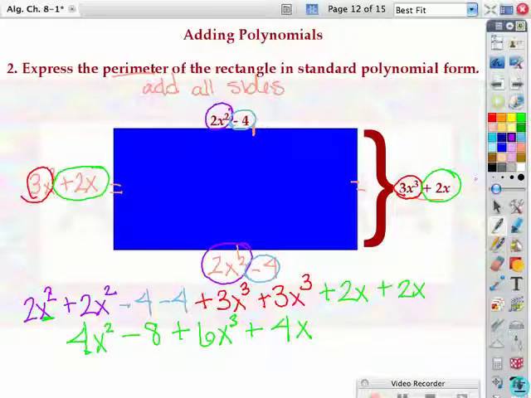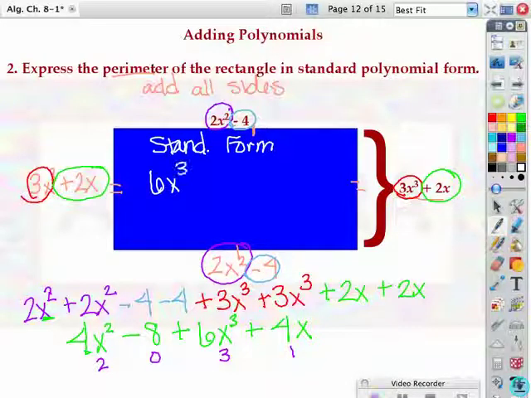And then to put it in standard form, decreasing order. Here is degree 2, 0, 3, and 1. So if we wanted to write this in standard form, we would go ahead and write it out. So let me put standard form up here. The perimeter would be expressed as 6x to the third plus 4x squared plus 4x minus 8.